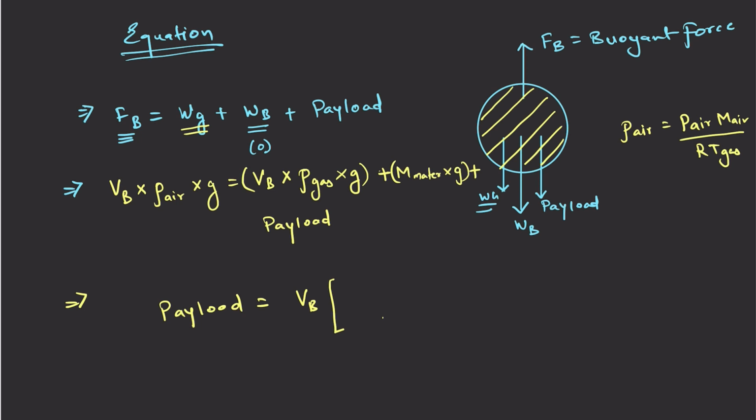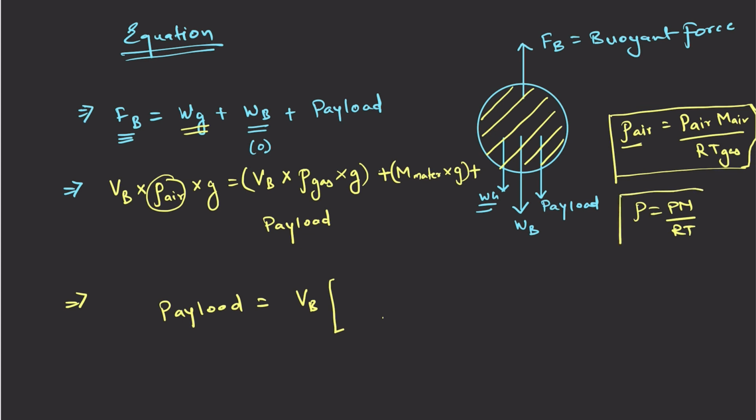Okay, so I can just say directly that the rho of air, if it's not mentioned, should be calculated by using this formula directly. For example, instead of density of air, they have given you the pressure of air. Then you can calculate the density of air by using rho is equal to Pm by RT.